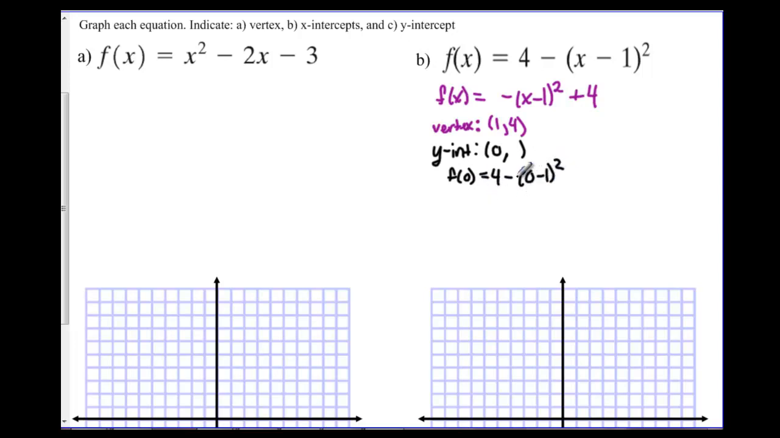All right, so the 4 minus the 0 minus 1 in parentheses will give us a negative 1. Negative 1 squared gives us a positive 1. And then 4 minus a positive 1 is going to give us a 3. How was that for fun signs in your head?